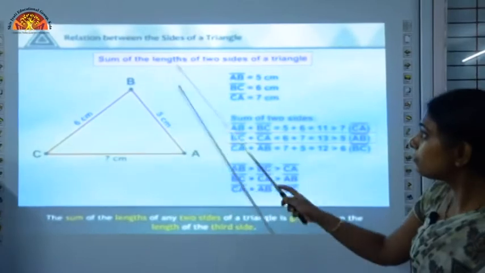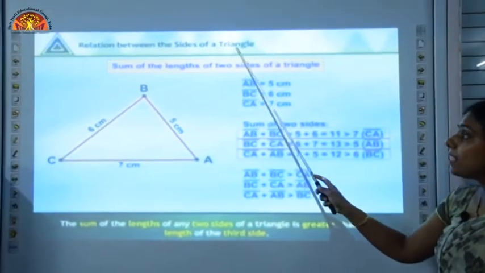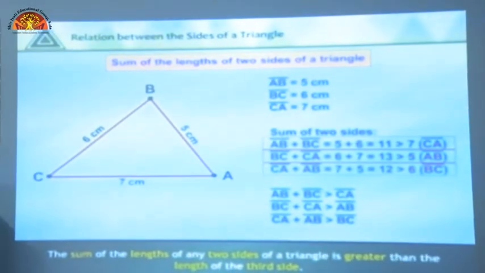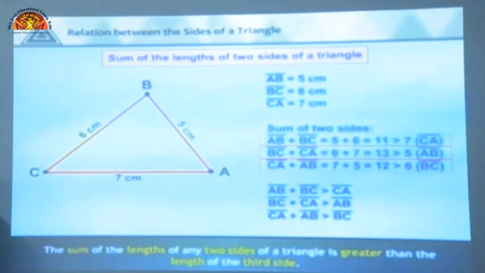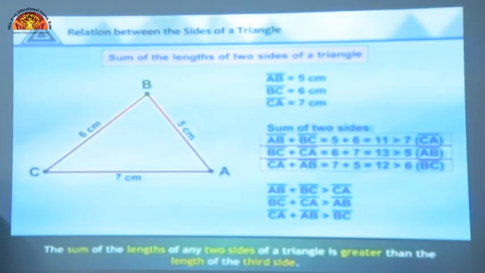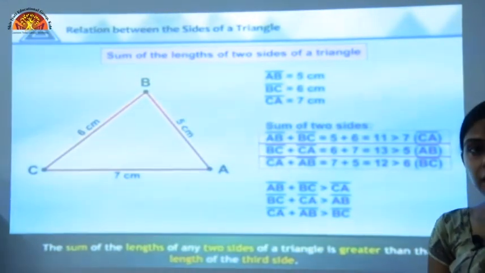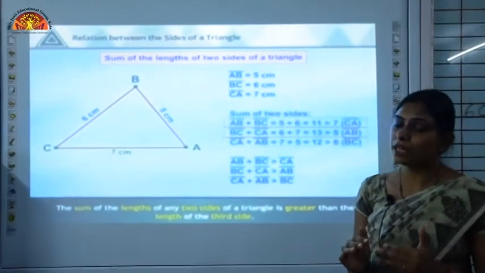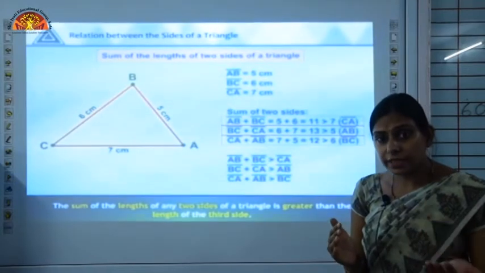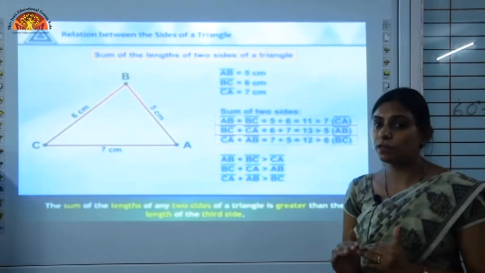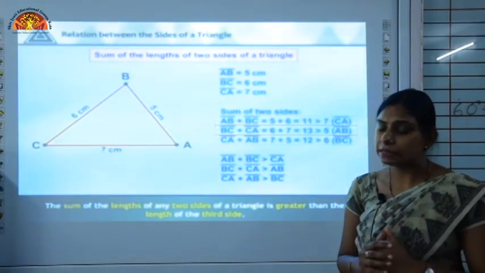Now just see, children, the relation between the sides of a triangle. There is one property: the sum of any two sides of a triangle is always greater than the third side. Suppose three sides have been given to you and you have been asked whether these are the sides of a triangle or not. So how will you find it out? By applying the property that the sum of two sides of a triangle is always greater than the third side.